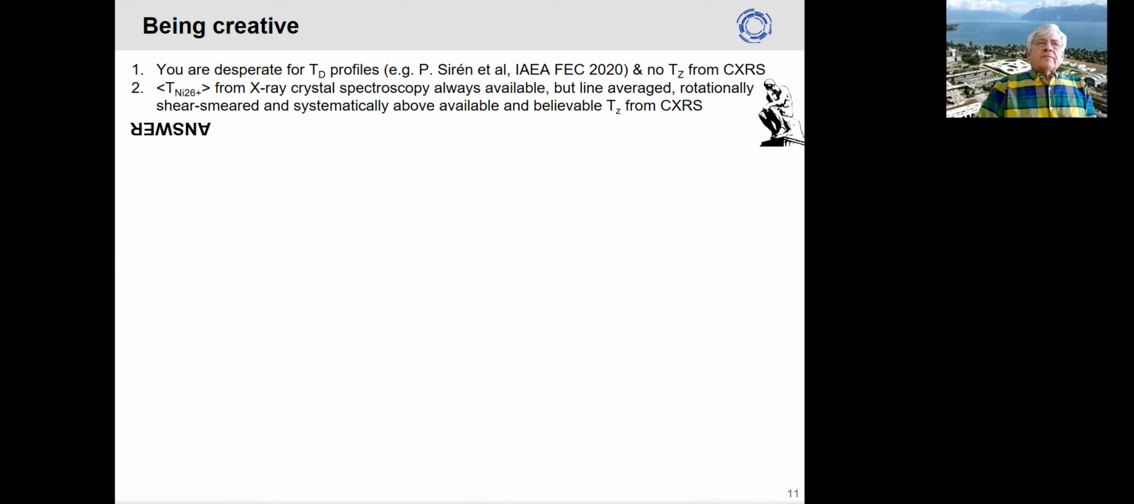Now let's be creative. Suppose you're desperate for deuterium temperature profiles, like colleague Paula Siren at the IAEA FEC 2020, but you got no impurity temperatures from charge exchange. Well, there's a way out, which is to use the nickel 26 plus temperature from X-ray crystal spectroscopy, which is almost always available. Unfortunately, it is line integrated and it is rotationally shear smeared, and as a result, systematically above those charge exchange temperatures which are available and believable.